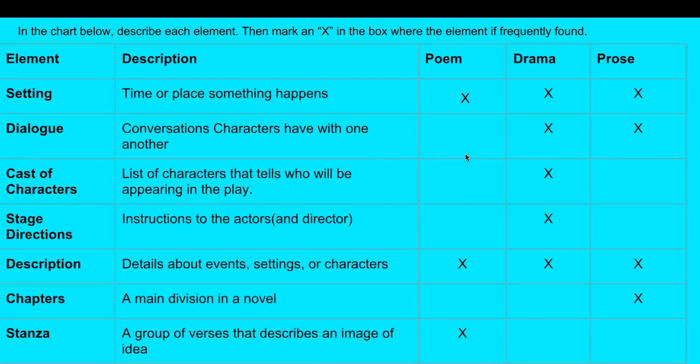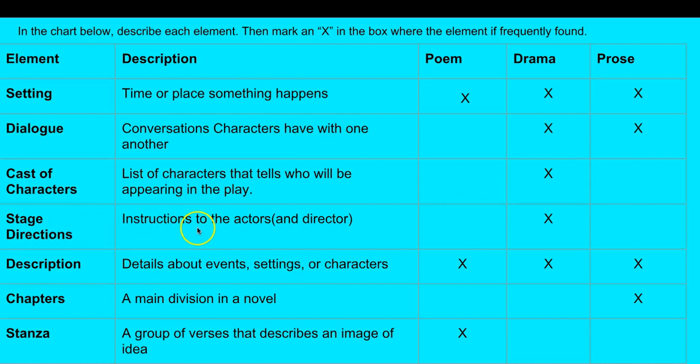In this chart below, I just want to talk about some comparisons between poems, drama, and prose. So a setting, the time or place something happens, as you can see, poem, drama, and prose all can have settings. Dialogue, conversations characters have with one another. Obviously in a poem, you're typically not going to have a conversation with somebody else. But it does happen in a drama, and it does happen in prose. A cast of characters, a list of characters that tells who will be appearing in the play. That's only going to happen in a drama. You typically don't see a cast of characters in a poem or prose.